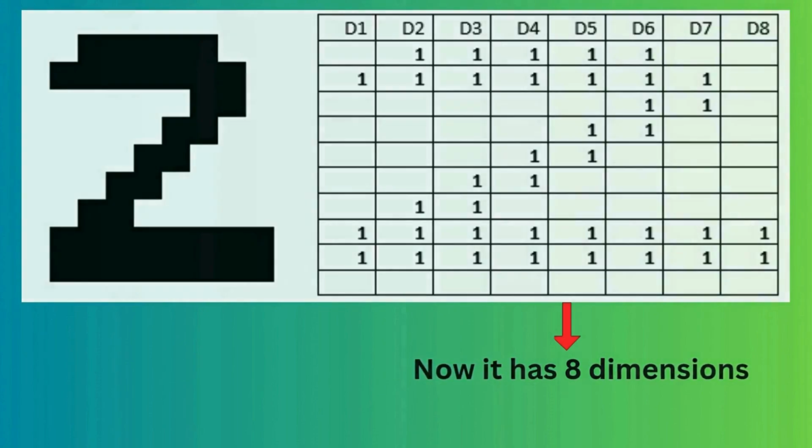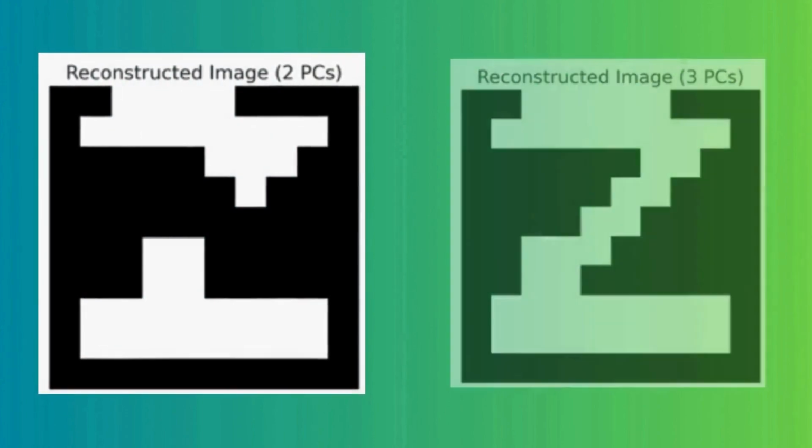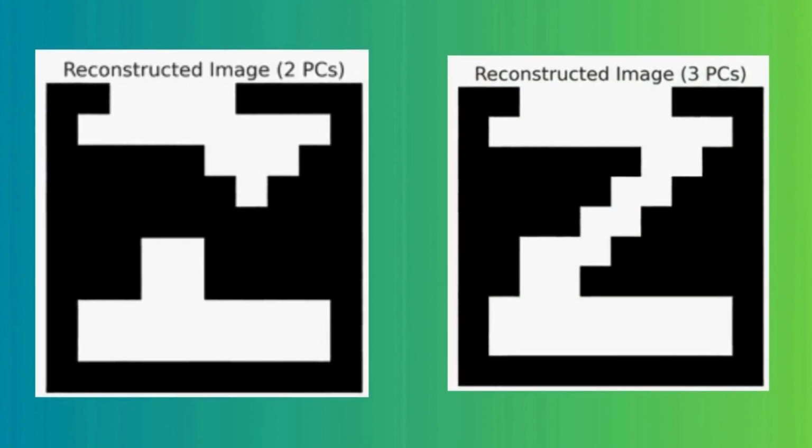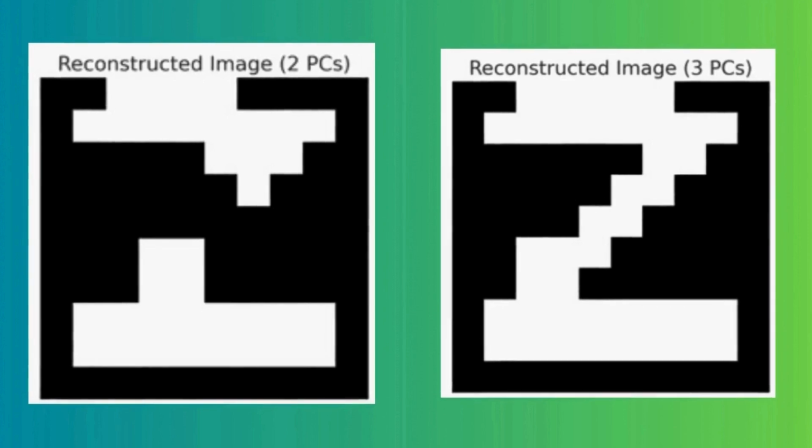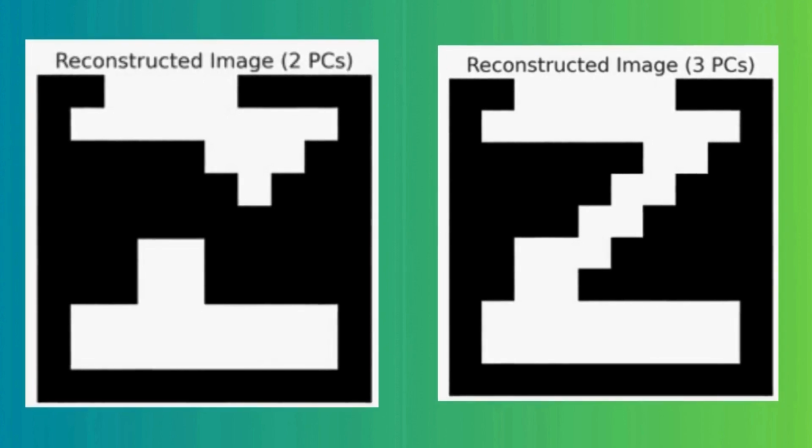Principal components work in this way. This picture shows the integer 2 using the 2 principal components. This is using 3 principal components. So we are obtaining almost the same information using only 3 dimensions instead of the original 10 dimensions.